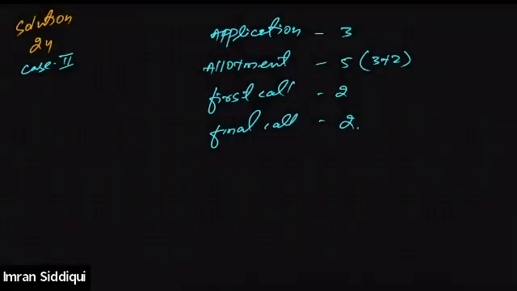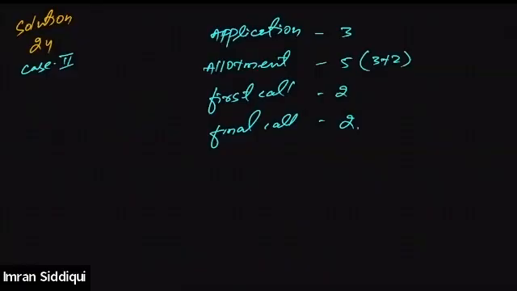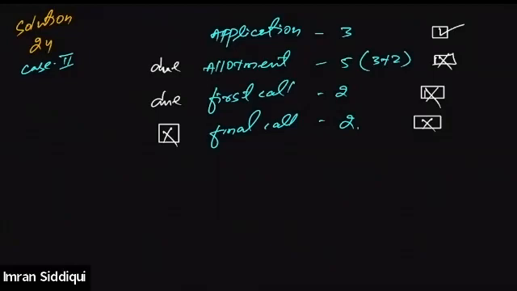Now, what is the question trying to say? The question is saying Vijay did not pay allotment and first call. That means he paid the application money, but even after the allotment was made due, he did not pay for the allotment. The first call must have been made due as well, but he did not pay the first call, right? And then the company decided to forfeit his shares. That means the final call was not due, and therefore the company did not receive the final call either.